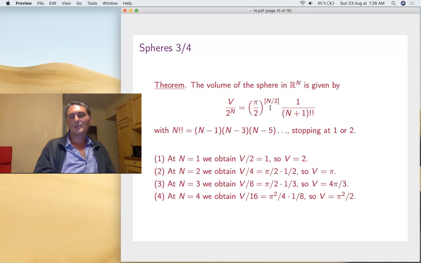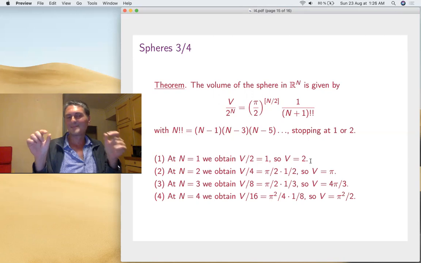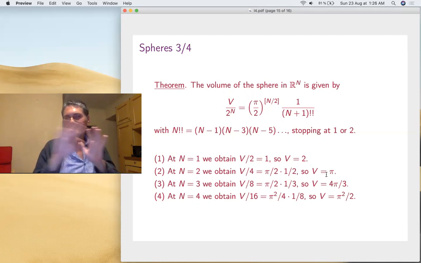So it's pi over 2 to the power integer part of n over 2, and then 1 over a double factorial, with this convention for the double factorial: the product n, n minus 2, and so on, stopping at 1 or 2. If you see particular cases, in 1 dimension you get 2, which is correct. The sphere is the interval minus 1, 1, the volume is the length, so length 2. In 2 dimensions, the area of the disk is pi. In 3 dimensions, 4 pi over 3.